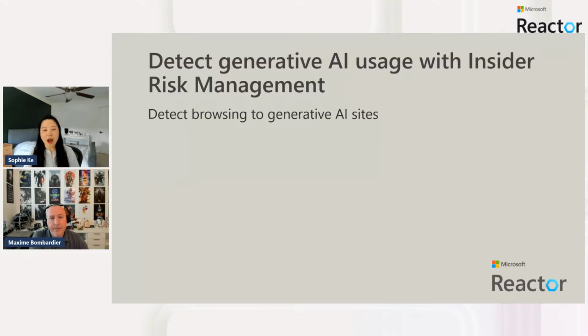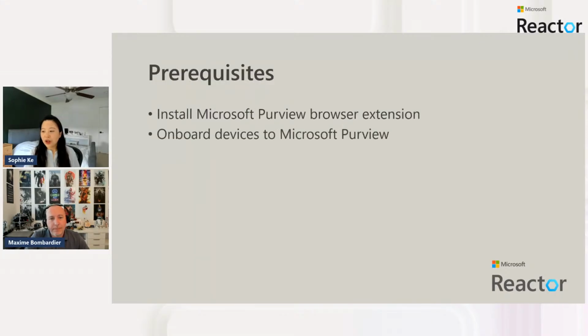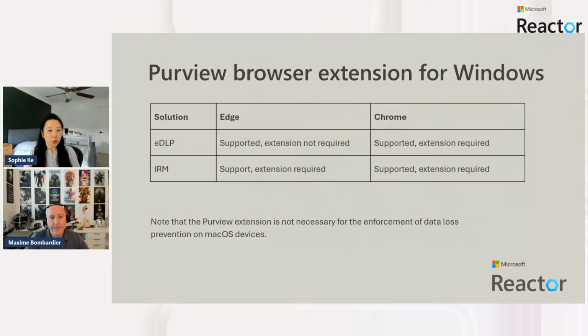There are two things we can do with insider risk management. We'll go through both. The first one is the one I mentioned that also requires the same browser extension and onboarding your devices, which is detecting browsing to generative AI sites. This is the same, so I will cover it a little bit quickly, but it is dependent on your browser to do this. For Windows, you will need to install the browser extension, and unfortunately on macOS, we currently do not support this feature. So this is a Windows only feature for insider risk management to detect visits to other AI sites.